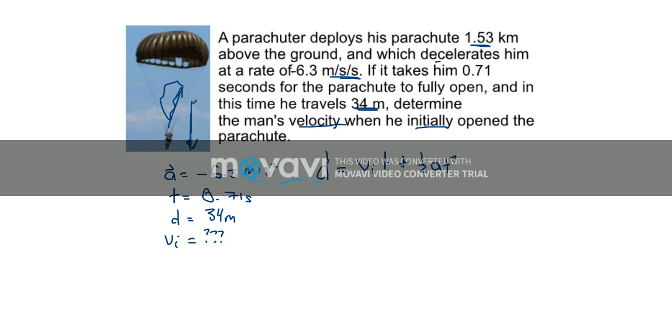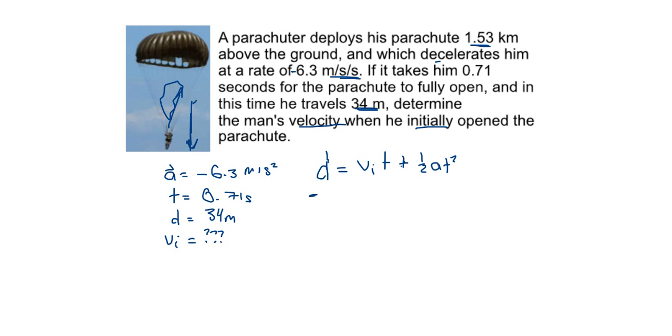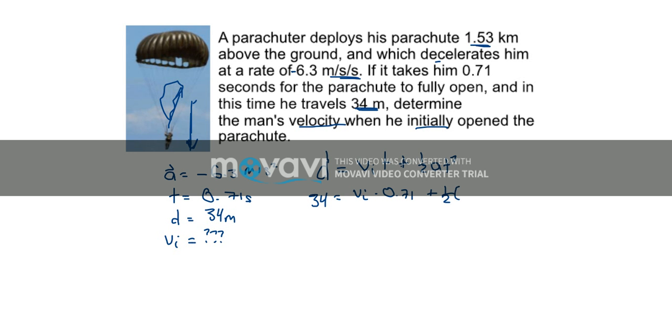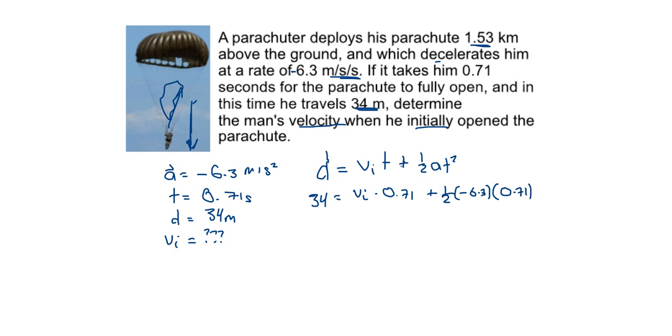So anyways, here's where you have two main ways of doing this. You could plug some numbers in. You could plug in, well, distance is 34. Velocity initial is what we're looking for. It needs to get multiplied by 0.71. Then you can add to it 1/2 of your acceleration, which is negative 6.3, and times by your time, which was 0.71 a second time. And then you can just solve this using your algebra skills, but like with numbers in place.